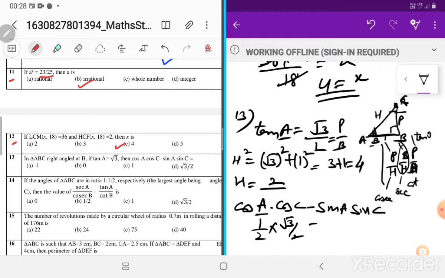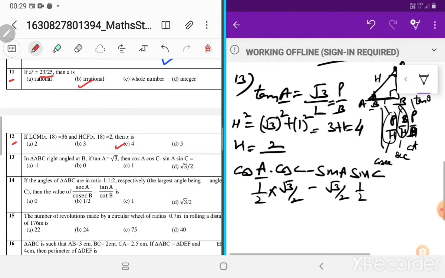Now sin A. Sin A is what? Now I am taking angle A. Again BC is the perpendicular, so root 3 by 2, P upon H. And sin C. Sin is P upon H, perpendicular upon hypotenuse. If I am taking angle C, my perpendicular is AB. So AB is 1, so 1 upon 2.